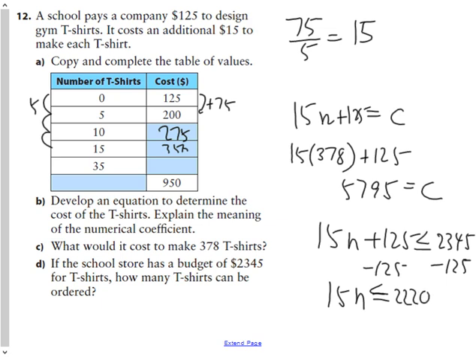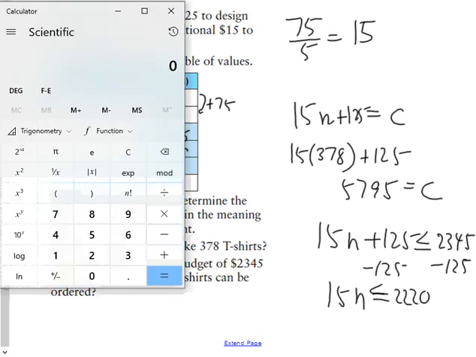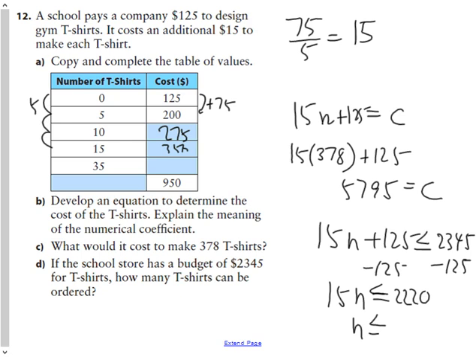Divide both sides by 15. And the number of shirts can be less than or equal to 148. So therefore, what we really want to say there is the school can order up to 148 shirts.